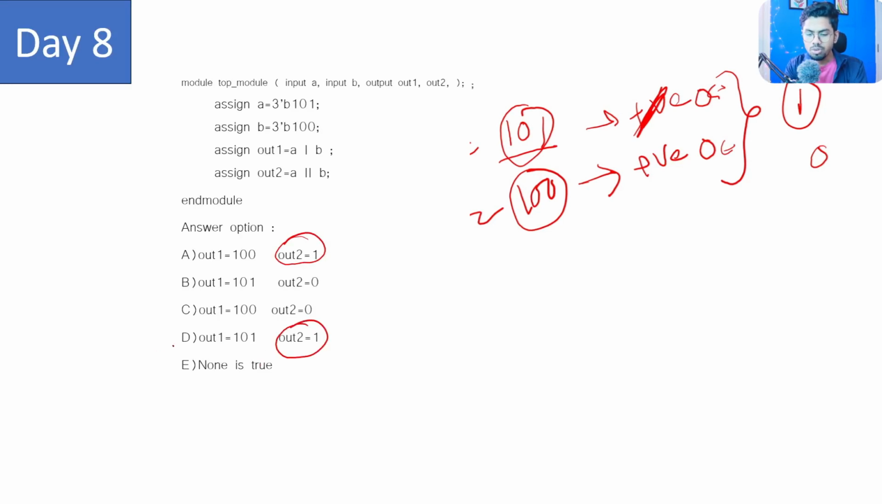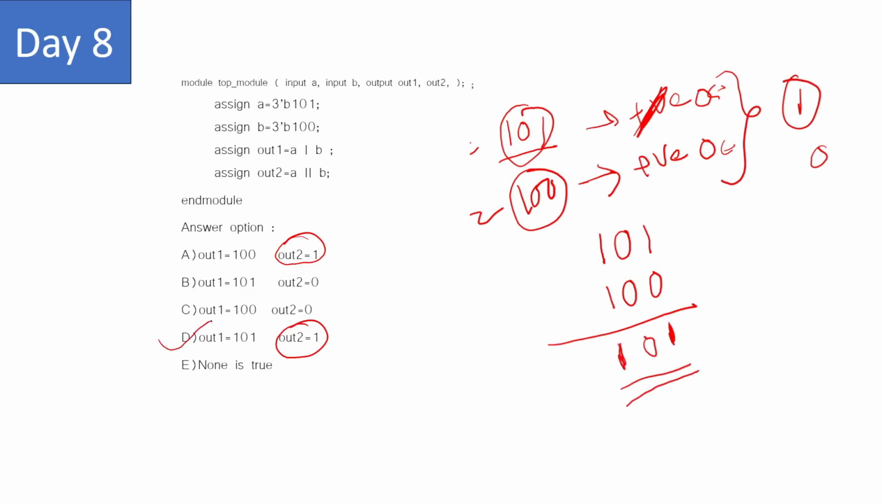Now for out 1, you are doing bitwise OR. For bitwise OR you just work on the magnitude of your variables bit by bit. So bitwise OR of 1 and 0, what will the answer be? 1 and 0 will give 1 for OR, 0 0 will give 0, 1 1 will give 1. So the answer would be.